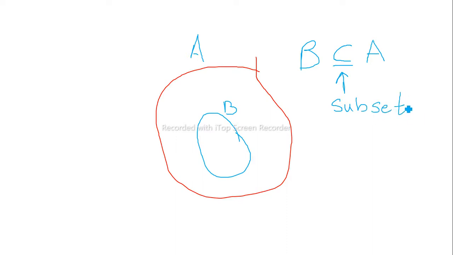And I know I've taught this before. Yes or no? Yes, but I just didn't know what the symbol was. Okay, good. So B is a subset of A. So that's what we mean by subset.